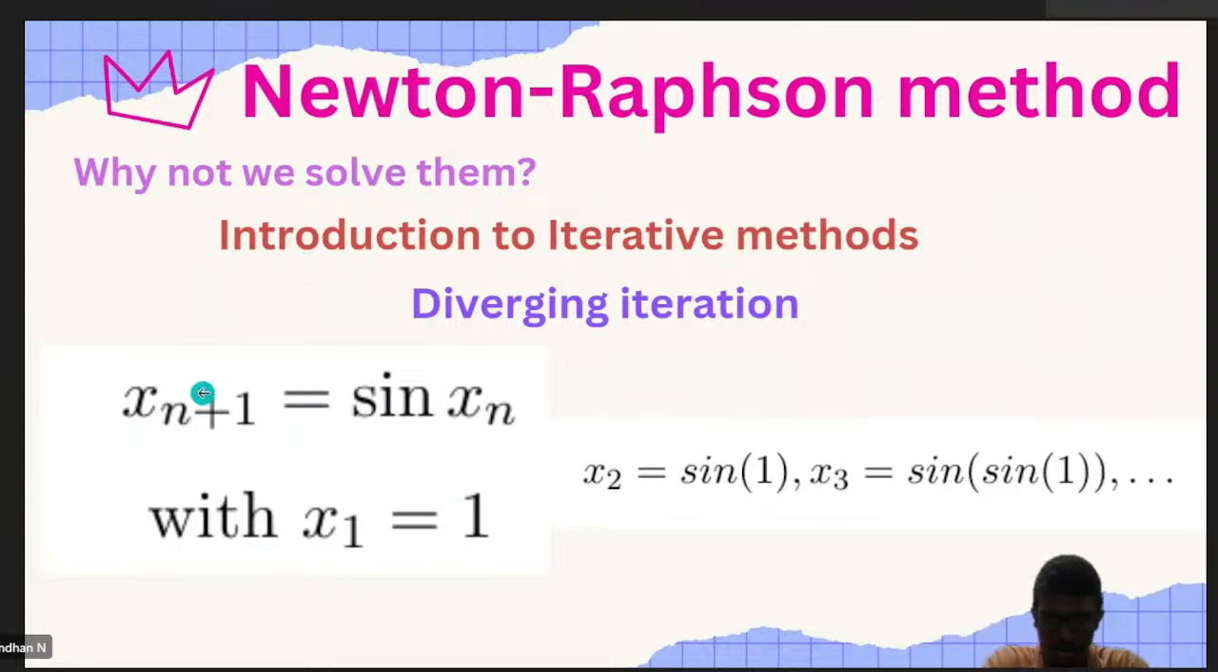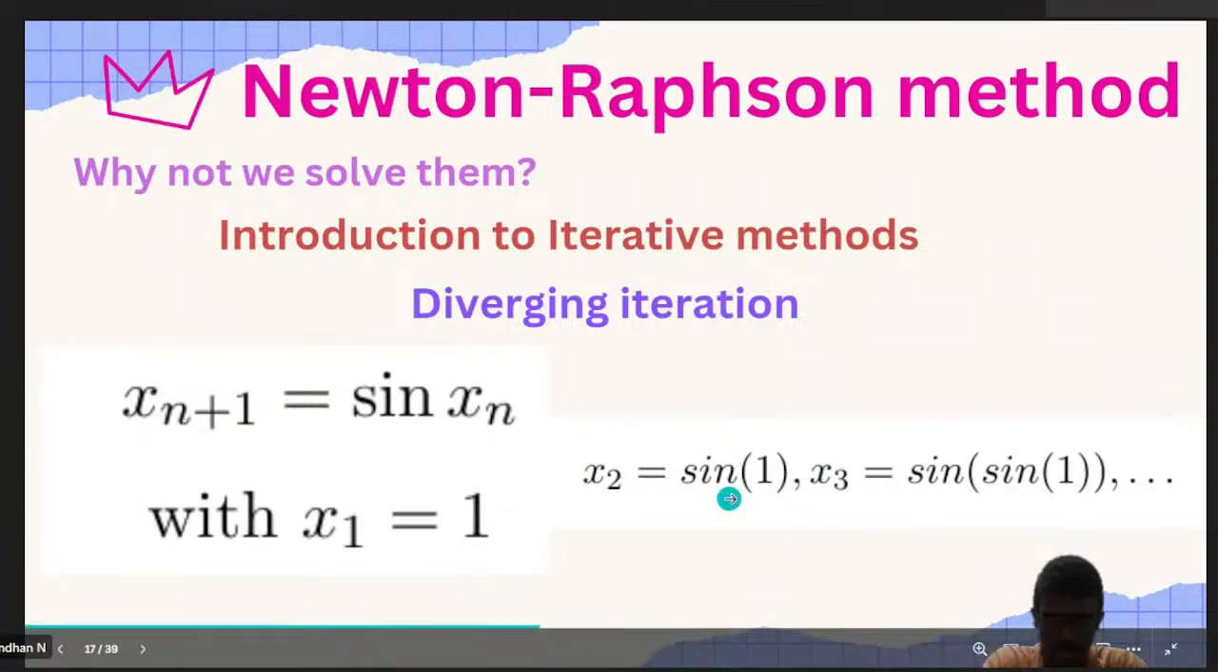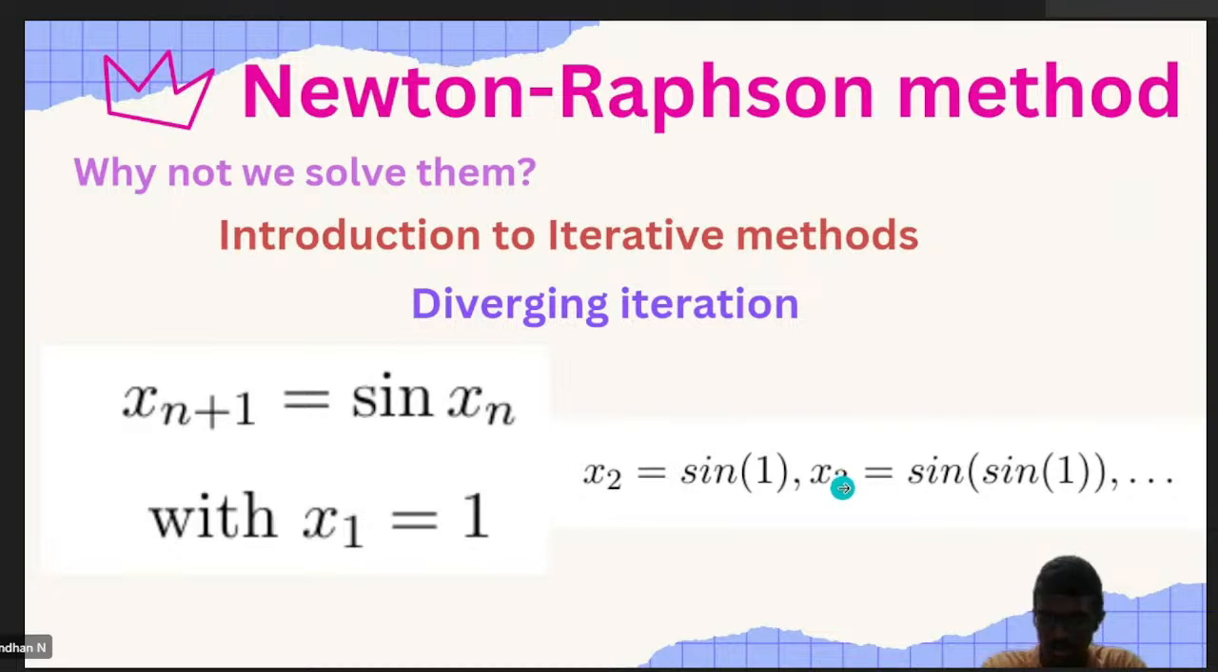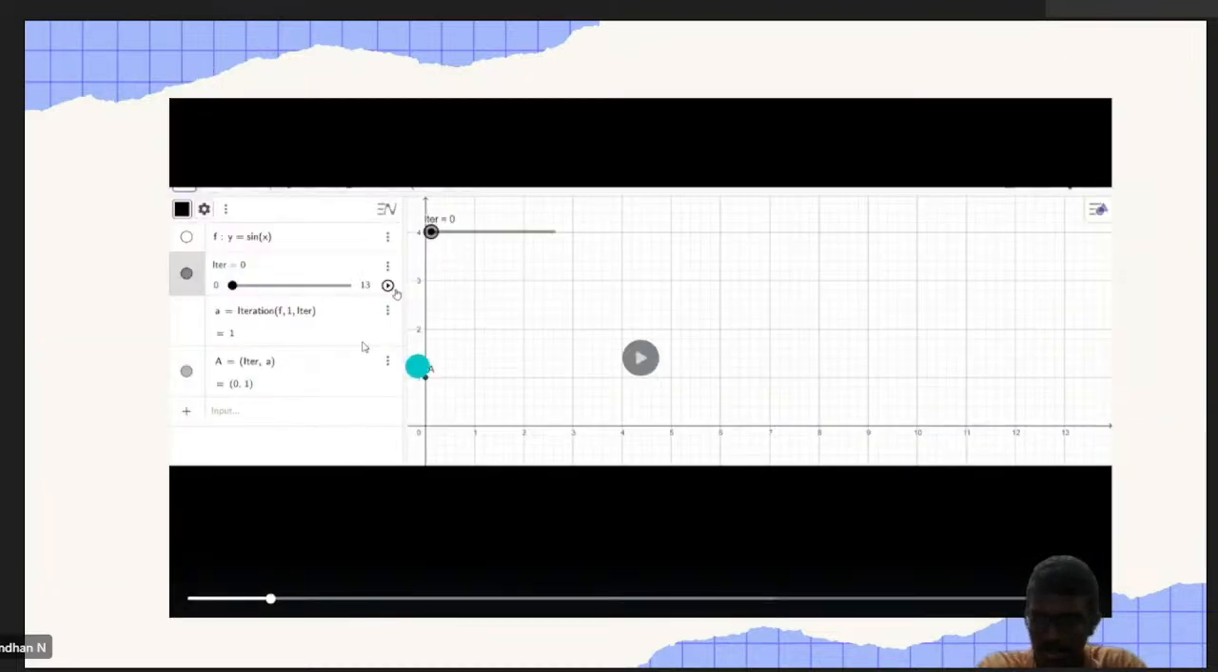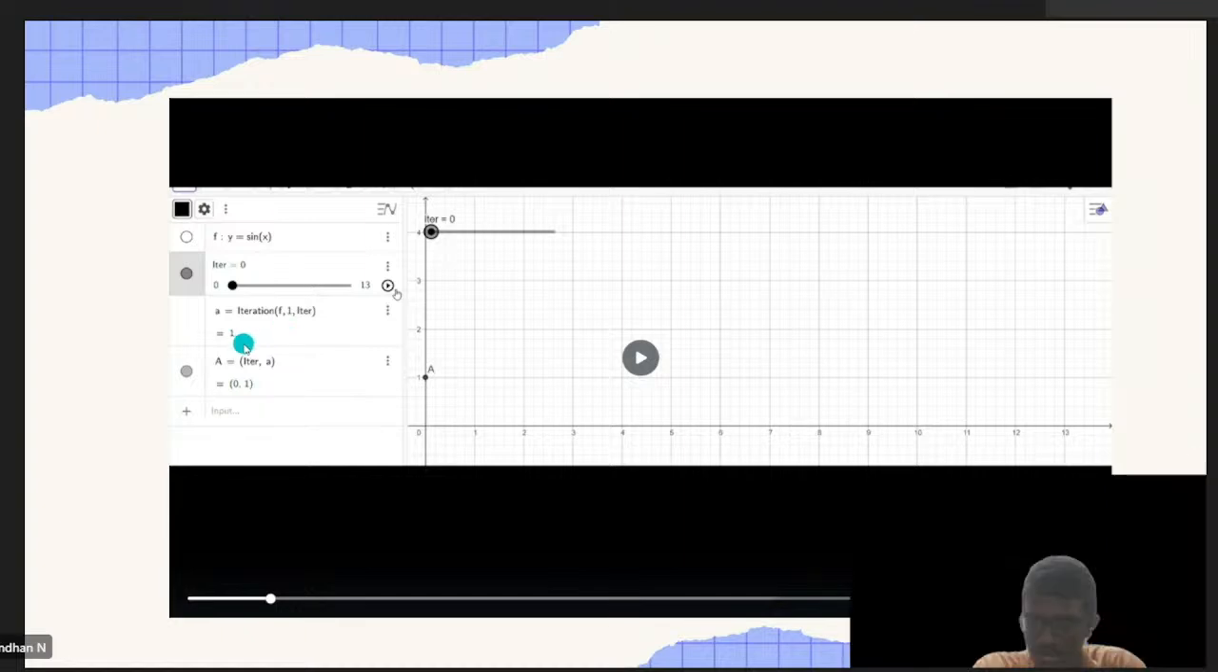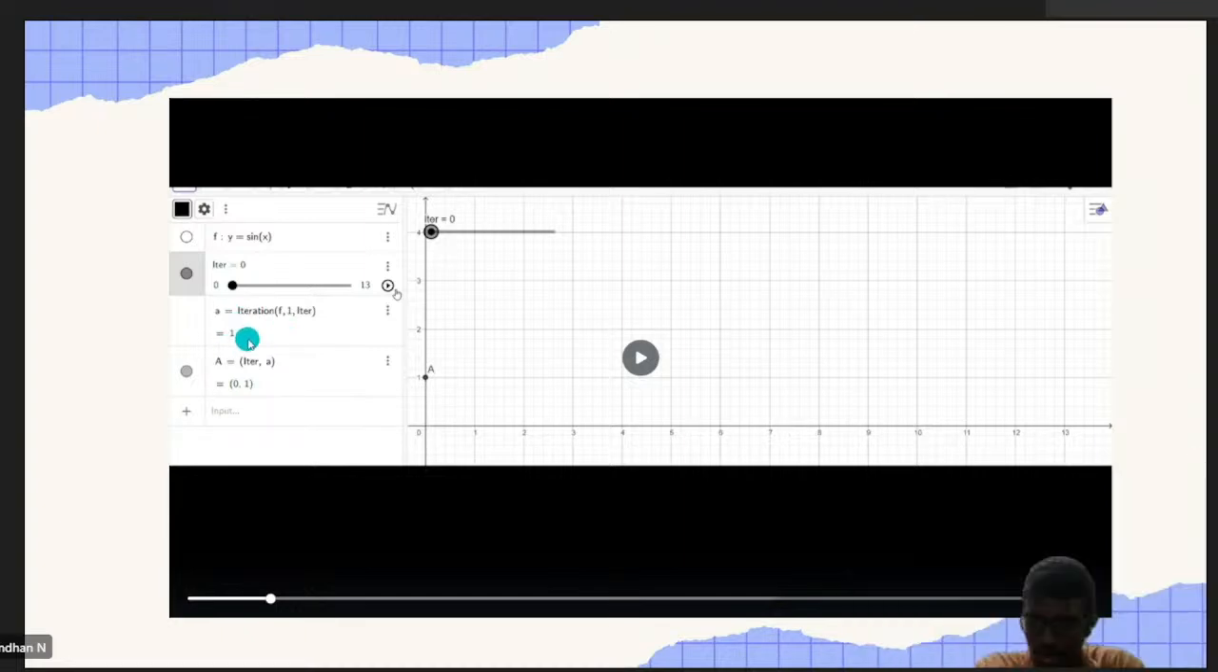Because just substitute, x2 will be sine of x1, which is 1. So sine 1. x3 will be sine of x2. So x2 is sine 1, which is, of course, a value. You're substituting it and getting the value of x3. If you want to see this graphically, see this. It is sine x. I have iteration starting from 1, right? See this point. I'm giving it the cursor. See this?